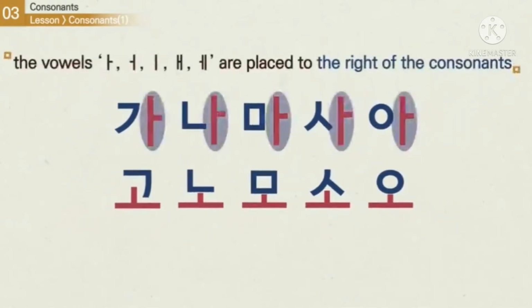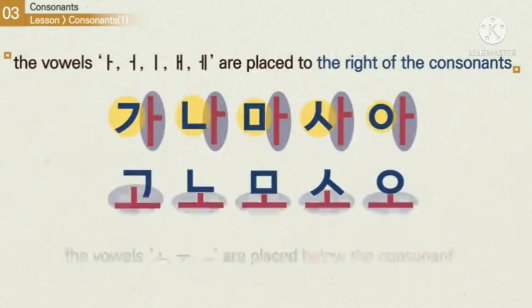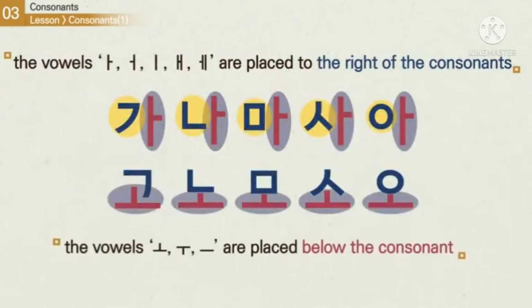Here, the vowels a, ya, i, ae, and e are placed to the right of the consonants, whereas the vowels o, u, and eu are placed below the consonant.